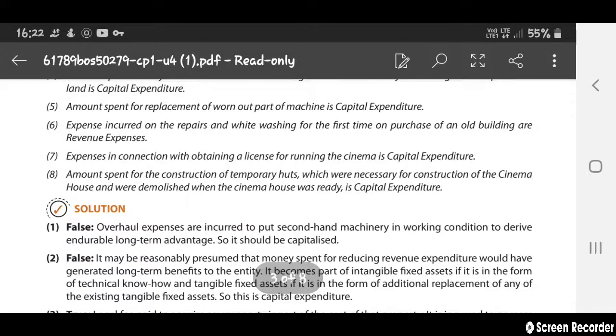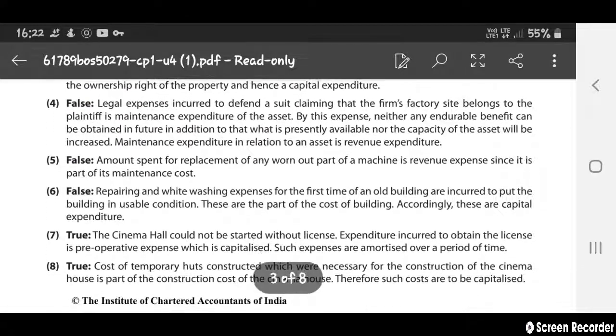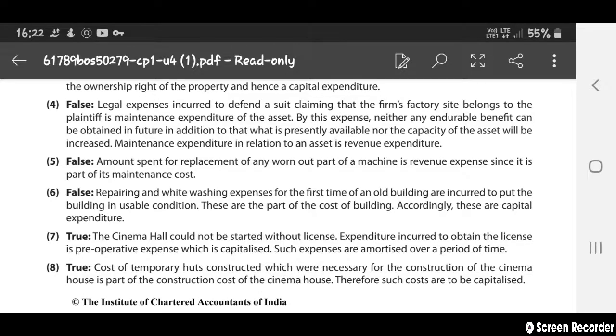Amount spent on the replacement of a worn out part of the machinery is capital expenditure. So it is also false, because the amount spent for replacement of any worn out part of a machine is a revenue expense, since it is a part of maintenance cost. That's why it is revenue expenditure.